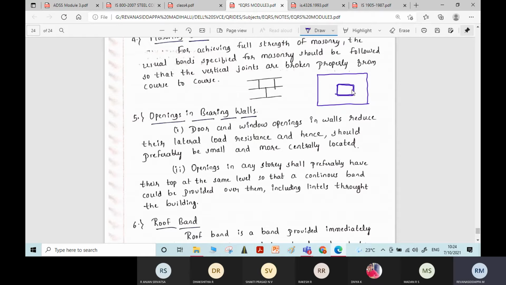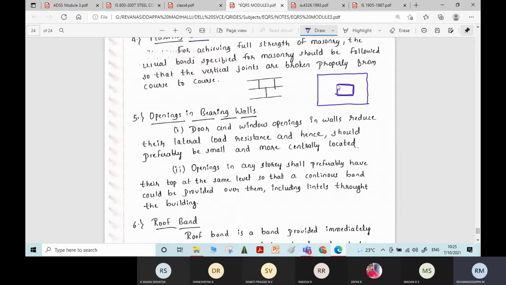In that case, as far as possible, the opening should be less. The percentage of opening in the wall should be less. That is why in villages, if you see most of the constructions there, the window sizes will be less only, compared to the window sizes provided in the frame structures, because the whole load will be handled by masonry only, not by the frame.